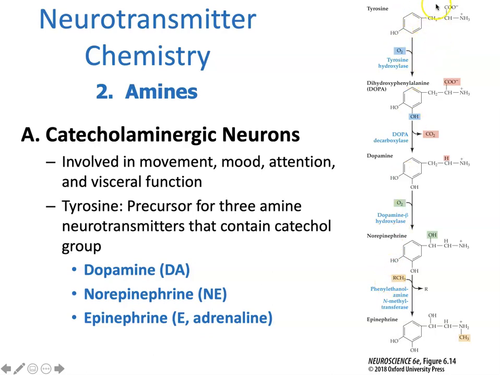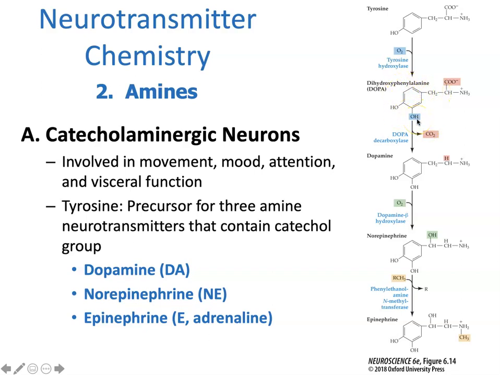I would like you to know this pathway. It's not important to me that you actually draw the structure. I do want you to know that the neurotransmitters themselves, dopamine, norepinephrine, and epinephrine, all have this structure that we call a catechol. But basically, know that the precursor is tyrosine and that tyrosine hydroxylase will convert tyrosine to DOPA, which is dihydroxyphenylalanine.